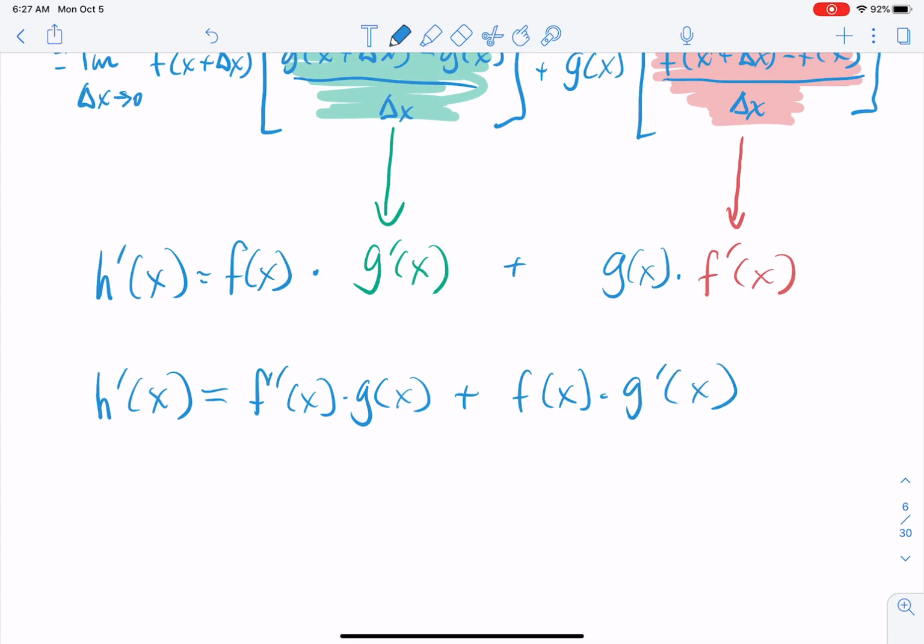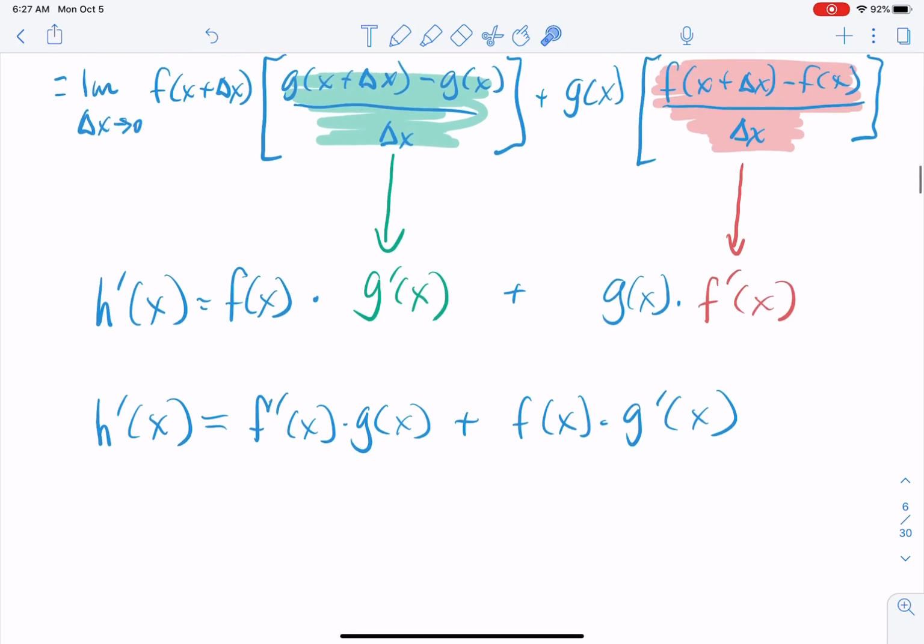Why did I do that? Because I think it's easier to both remember and to extend out to as many products as we want to. So it's the derivative of the first one times the second one plus the first one times the derivative of the second one. And like I said, you could string together as many of those as you want to using the same exact pattern. The derivative of the first one times the second one plus the first one times the derivative of the second one.